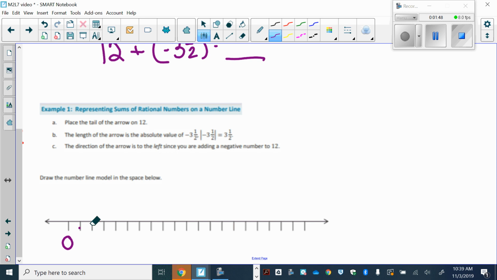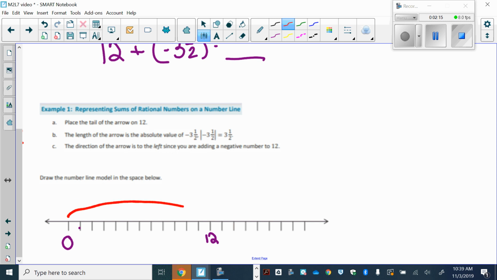1, 2, 3, 4, 5, 6, 7, 8, 9, 10, 11, 12. I really don't need to go any greater than 12 because that's the largest number I'm working with. I didn't add in all these other numbers. You can if you want. I find it to get a little busy.